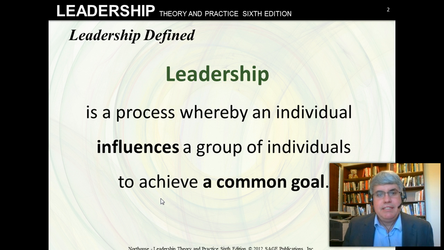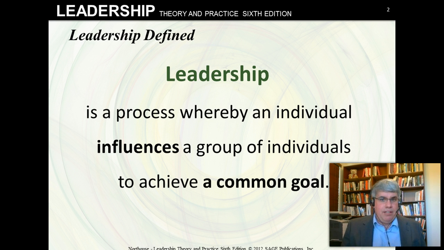Chapter 1 starts off by defining leadership. Since we're studying leadership, it's a good idea to know what leadership is. And so the definition that Northouse provides is really a pretty good definition. I like it a lot. He defines leadership as a process whereby an individual influences a group of individuals to achieve a common goal.